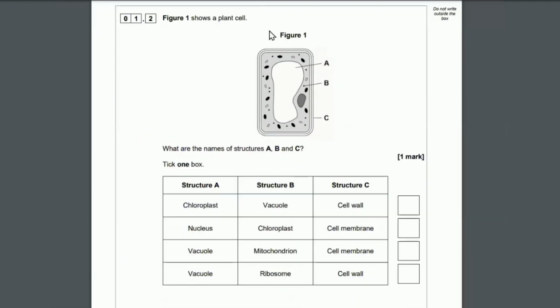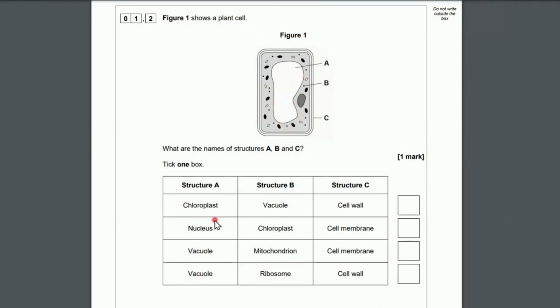So, shrinking this so it fits on the page. 1.2. Figure 1 shows a plant cell. Here it is. It's got A, B, and C. What are the structures A, B, and C? Let's look at A first of all. What is this very, very large structure in the middle of a plant cell?